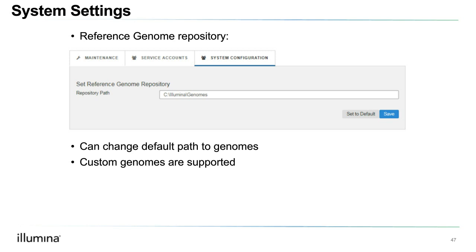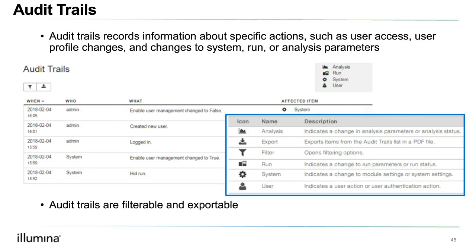Finally, let's talk about Audit Trails. Audit Trails records information about specific actions such as user access, user profile changes, and changes to the system, runs, and analysis parameters. So you have the option to filter the audit trail, or you have the option to export the audit trails. So this can be very useful for a more regulated environment.